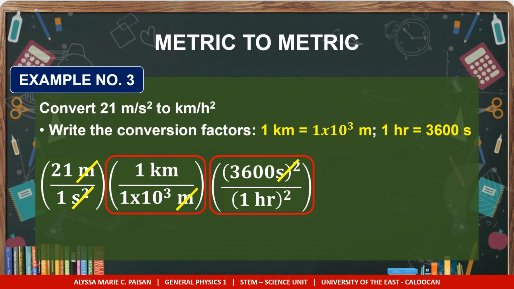Input everything in the calculator and you will get 272,160. By moving the decimal point to the left 5 times, our final answer becomes 2.7 times 10 raised to 5 kilometers per hour squared.